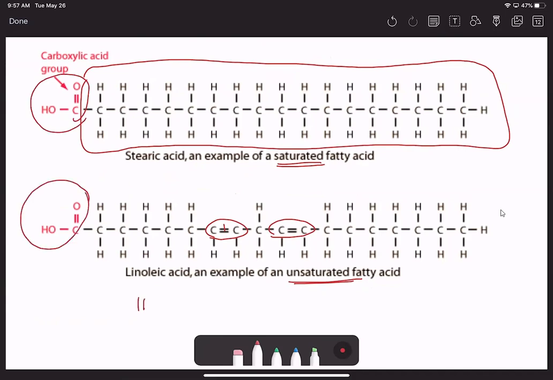So this is a functional group you definitely want to know, this carboxylic acid functional group here.